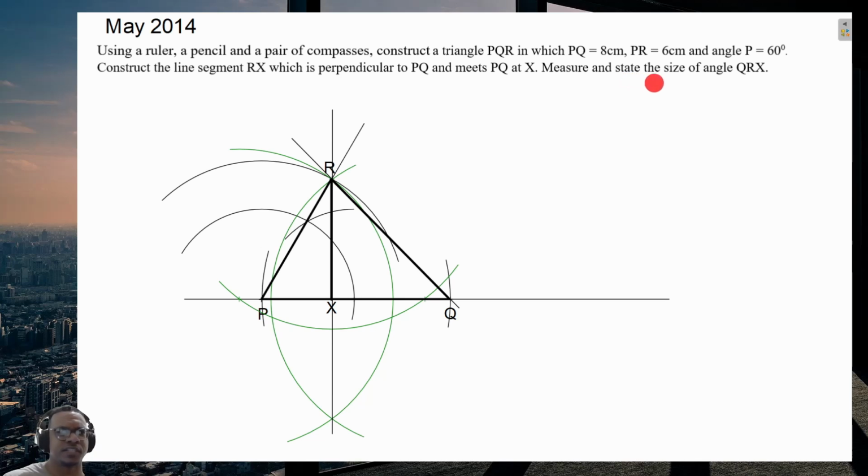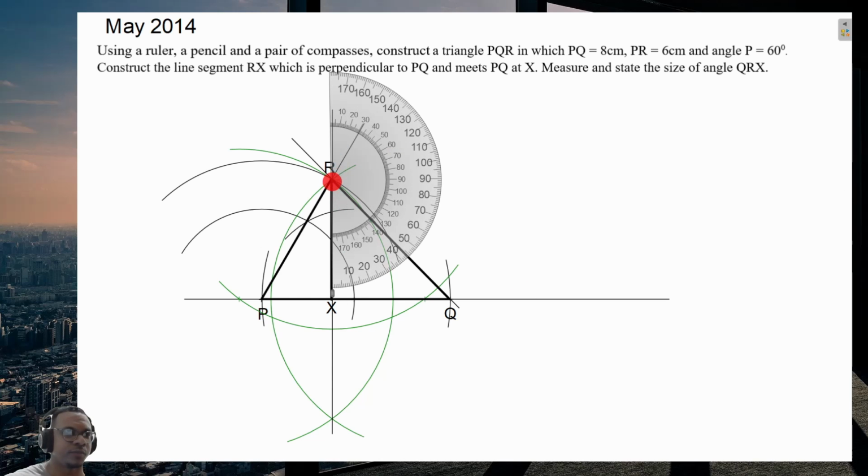Next, we have to measure and state the size of the angle QRX. So the letter in the middle is R. That means the vertex of the angle is at R. Now, when we look at R, we are seeing that we have two angles at R. So you need to look at the end letters, Q and X. So Q to R to X. So that's this angle right in here we're talking about.